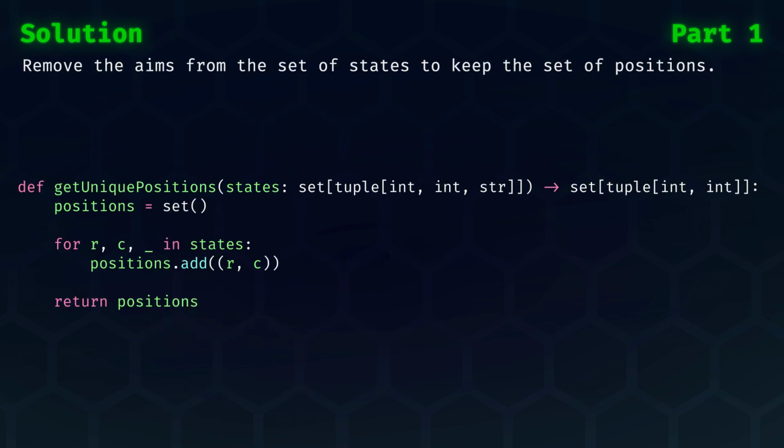Next up is getting the unique positions from the set of seen states. All this requires us to do is to loop over the states and only keep the positions. Storing them in a set gives us the total unique positions, and we have our answer for part 1. Let's move on to part 2.